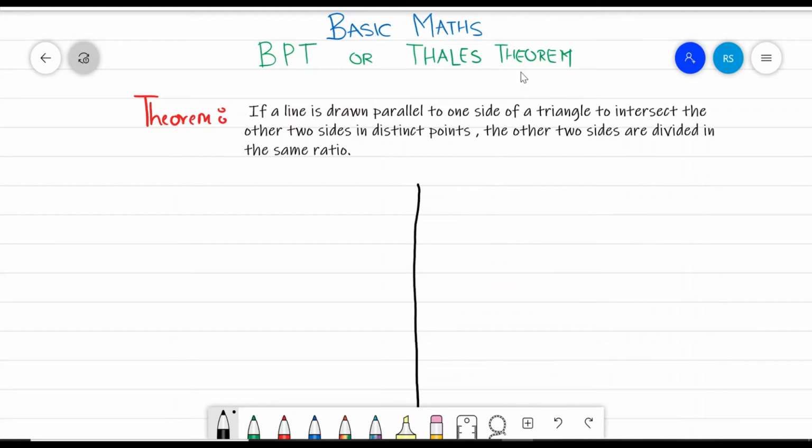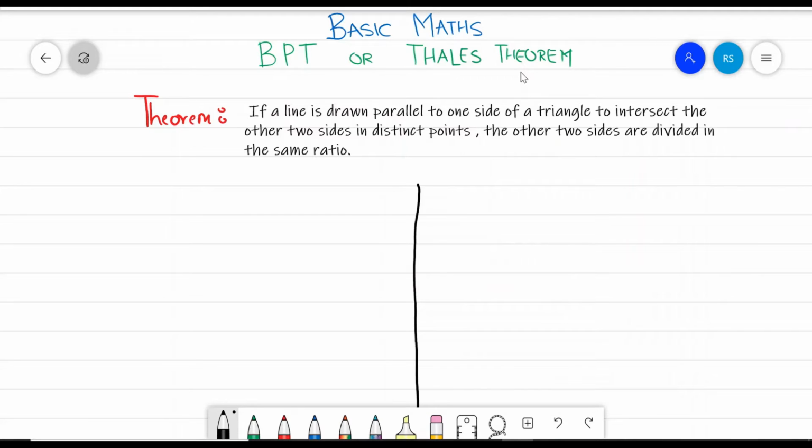About BPT, that is the Basic Proportionality Theorem or Thales theorem. So let us see what the theorem tells us. It says that if a line is drawn parallel to one side of a triangle to intersect the other two sides in distinct points, the other two sides are divided in the same ratio.